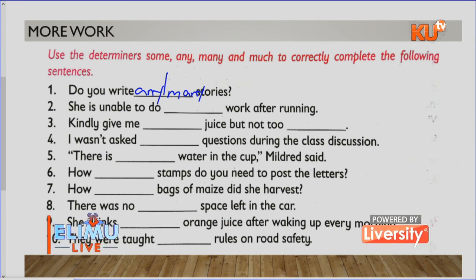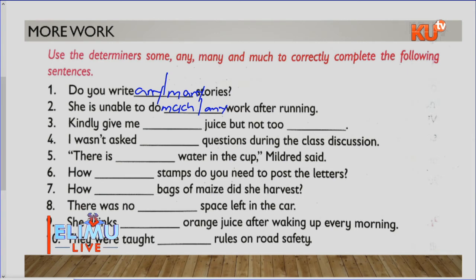She is unable to do dash work after running. So work is uncountable. So the first correct choice is much work. She's unable to do much work after running, or you can say she is unable to do any work after running.